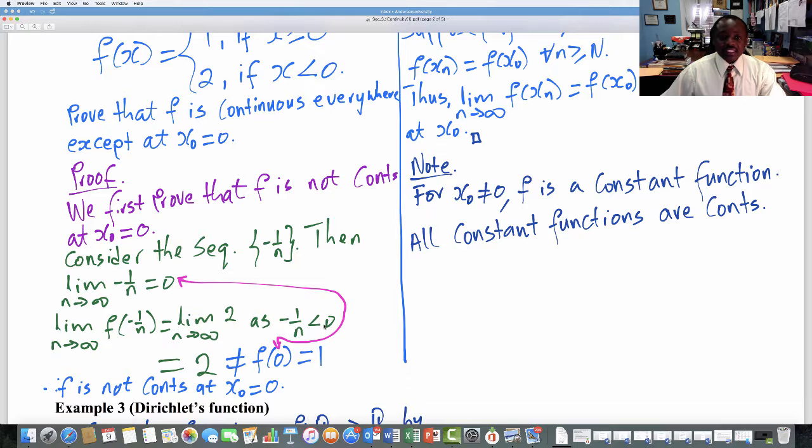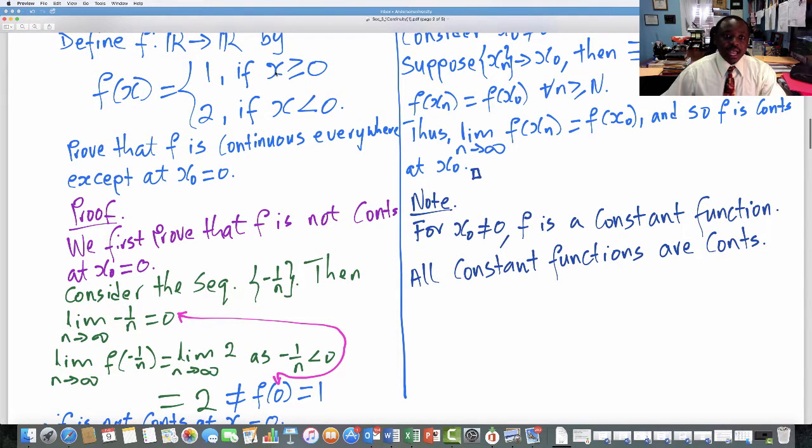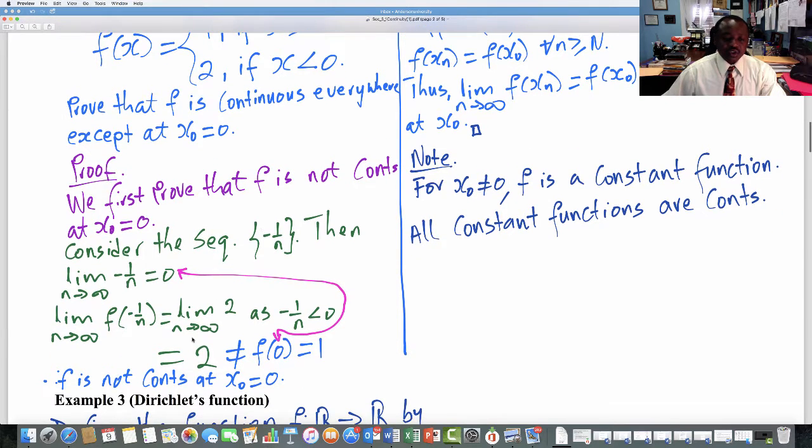Negative 1 over n is less than 0, and by the definition of f, f of x equals 2 whenever x is less than 0. So that equals limit as n approaches infinity of 2, which is 2 because 2 is just a constant, but f of 0 is 1. By our definition, when x equals 0, f of x is 1. So we have limit as n approaches infinity of f of negative 1 over n equals 2, which is different from f of 0, which is 1.